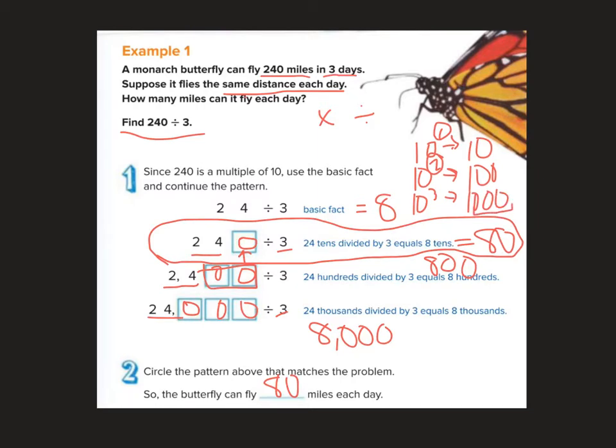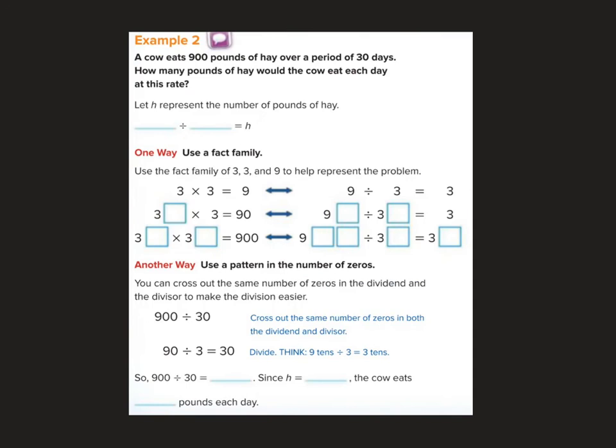Okay, so let's go to another problem here. A cow eats 900 pounds of hay over a period of 30 days. Okay, so we have 900 divided by 30. Ooh, okay. How many pounds of hay would the cow eat each day at this rate?